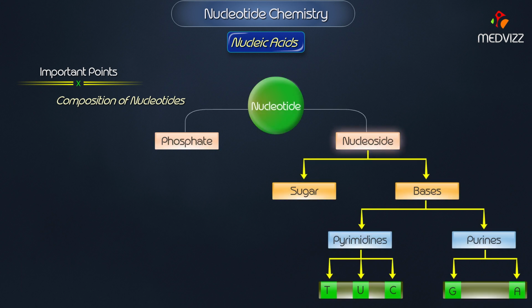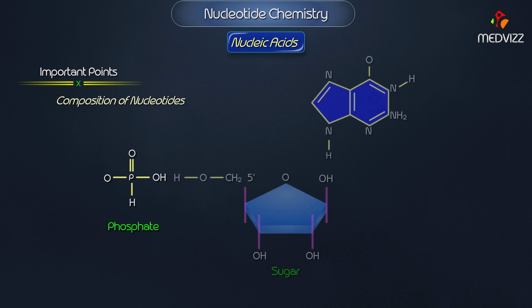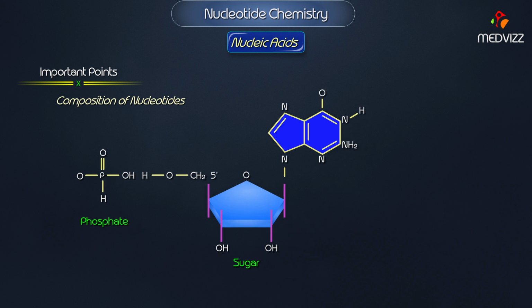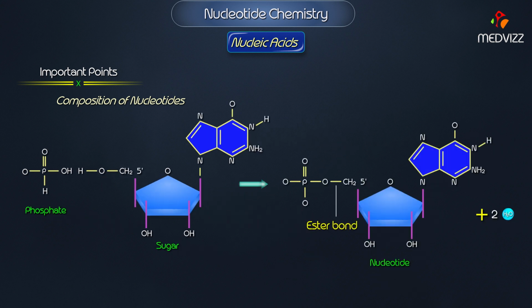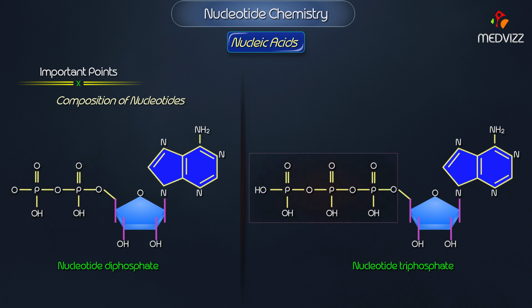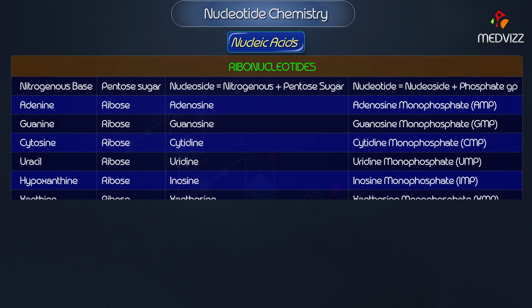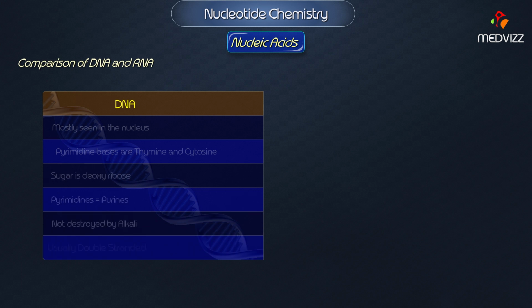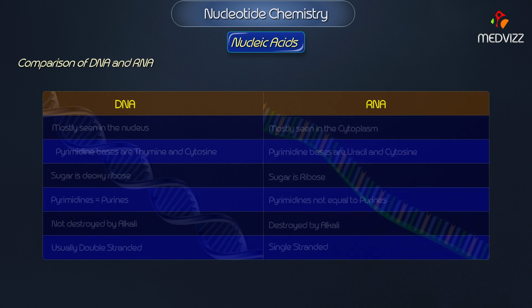Composition of nucleotides. They are made up of nucleoside plus phosphoryl groups. Usually, the phosphoryl group is attached to the 5'-hydroxyl group of the pentose sugar by an ester bond. Additional phosphoryl groups are attached by an acid anhydride bond to form nucleoside diphosphates and triphosphates. Ribonucleotides and deoxyribonucleotides are as follows. Comparison of DNA and RNA.